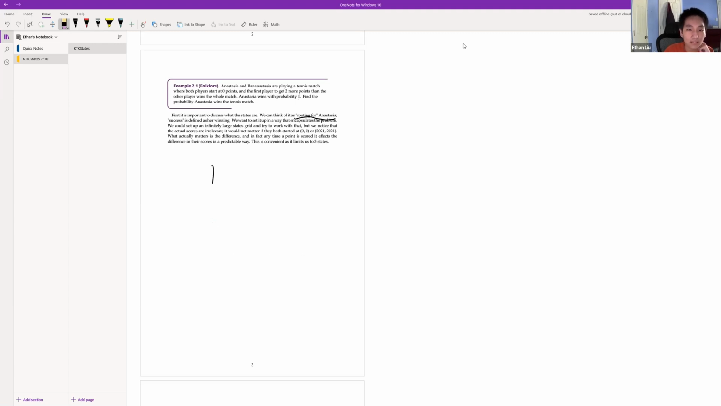An important thing to notice is that it doesn't really matter what your exact score is. It doesn't matter if it's 0-0 or 2021-2021. It just matters what the difference is. So instead of our states being an infinite grid of points, they're actually just 3. Anastasia equals Bananastasia, like A equals B maybe, and then this is A plus 1, and this is A minus 1. There's a 4/7 probability this goes, and there's a 4/7 probability this goes.